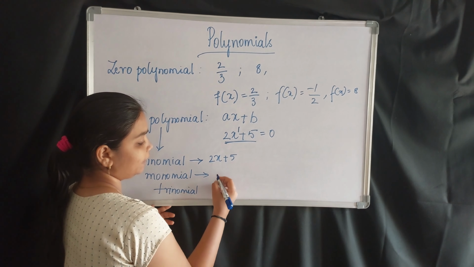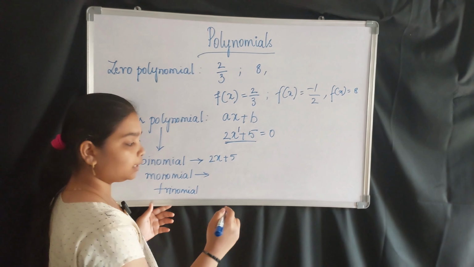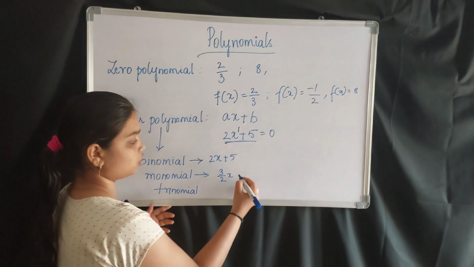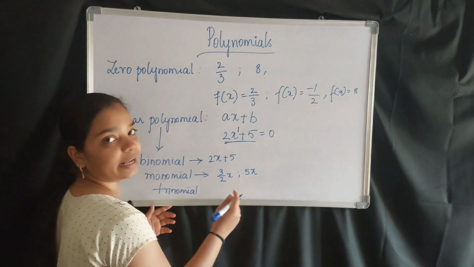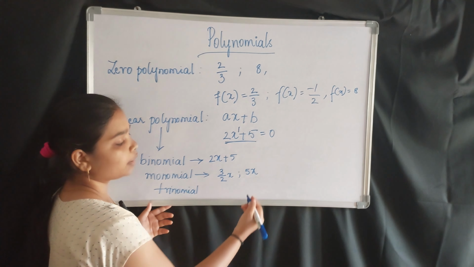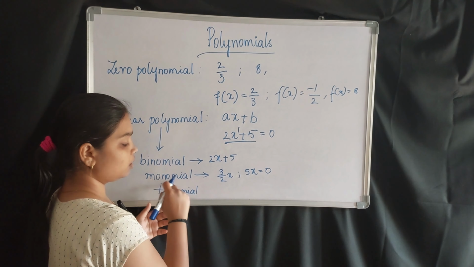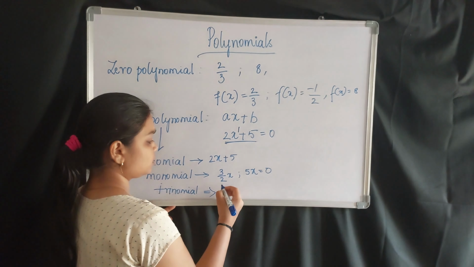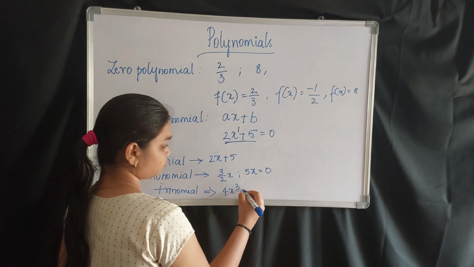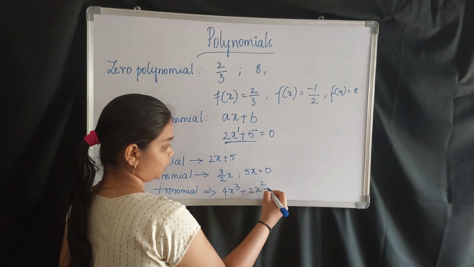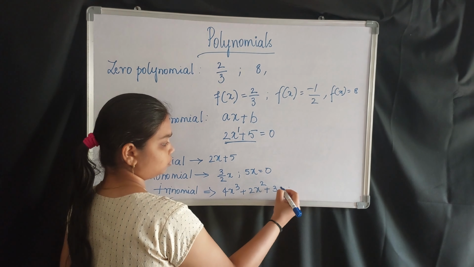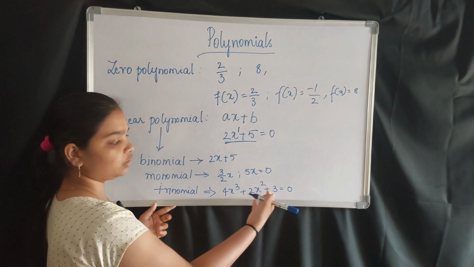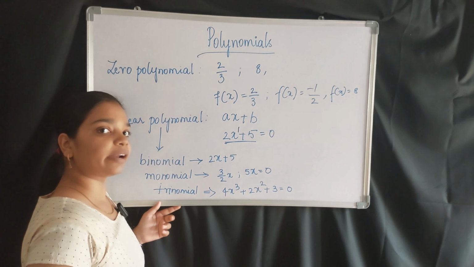For monomial, it will be only having one term, that is 3 by 2x, suppose, or 5x. There is only one term in the equation. That is why it is called a monomial. And for trinomial, it will obviously have three terms. Suppose 4x cube plus 2x square plus 3 is equal to 0. If I take this as an example, it is having 3 terms. That is why it is a trinomial.